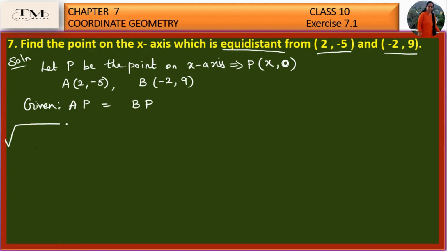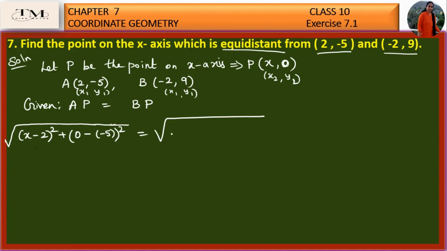So it is nothing but square root of AP. This is x2 comma y2 and this is x1 y1. So AP: x2 minus x1, so x minus 2, whole square, plus y2, y2 is 0, minus what is y1? It is minus 5, whole square.